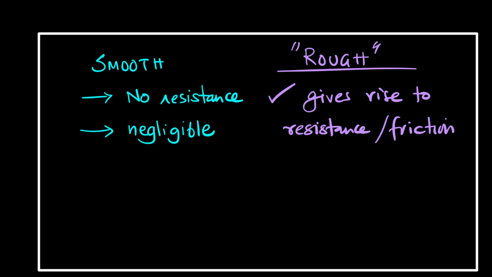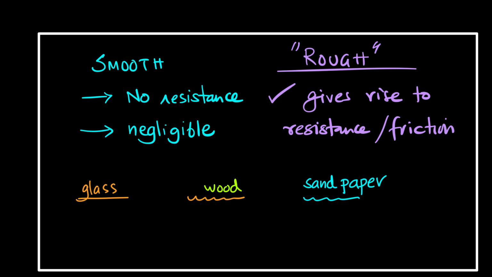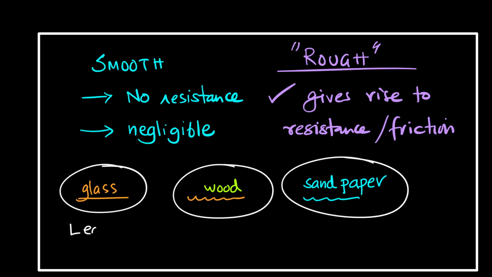Now let's consider three different scenarios. We have a surface that is made of glass. We have another surface that is made of wood. And then we have a third surface that is made up of sandpaper. Which surface out of these three will give the least resistance? That would be glass. And which will give us the maximum resistance? That surface will be made of sandpaper. Wood would lie somewhere in between.